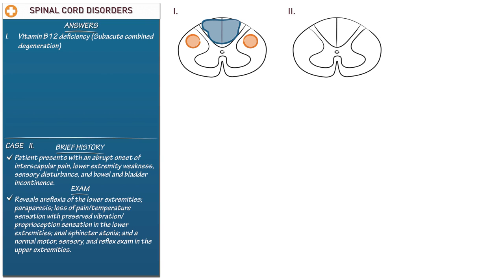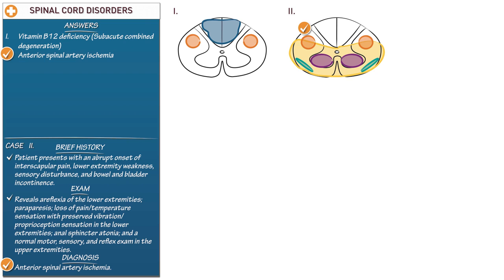Show that the sudden weakness and areflexia suggests bilateral anterior motor horn cell involvement, and that the longitudinal loss of pain temperature sensation suggests involvement of the anterolateral system with preservation of the posterior columns. Indicate that this constellation of deficits suggests anterior spinal artery ischemia, in which the anterior two-thirds of the spinal cord are affected. Note that this syndrome variably affects the lateral corticospinal tracts.